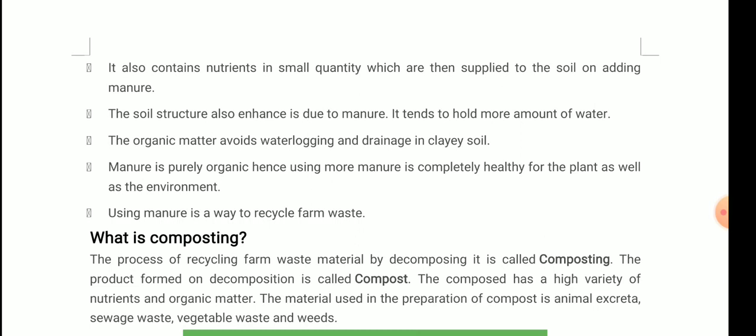Clear? So what is compost? Composting is the process of recycling farm waste material by decomposing. And what is the product formed on decomposing? It is the compost. What are the materials used in the preparation? The materials used in the preparation of compost are animal excreta, sewage waste, vegetable waste, and the weeds.